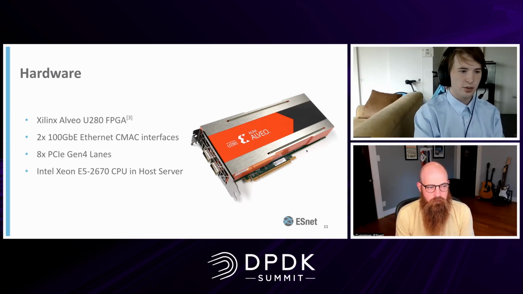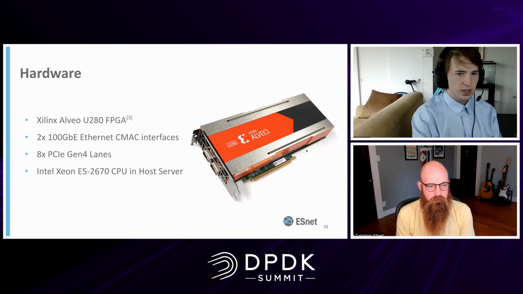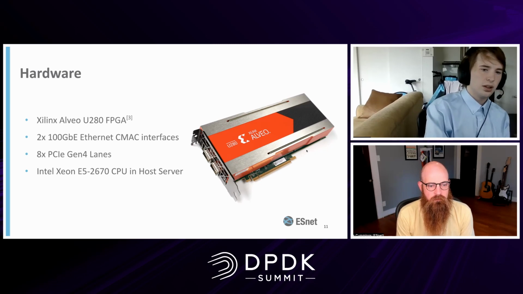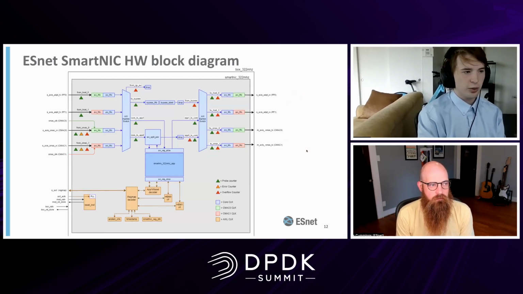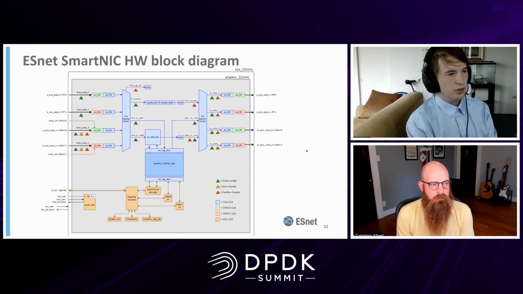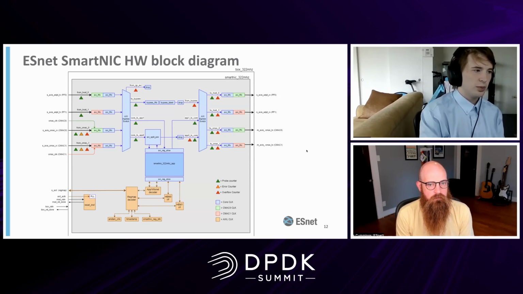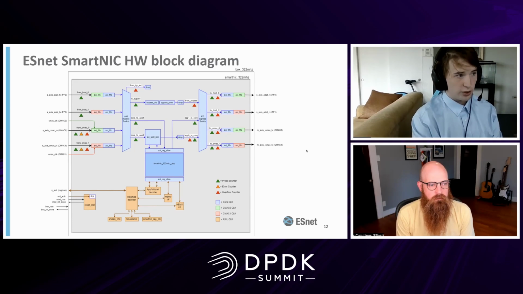Another thing corresponding with this Xilinx FPGA here: the specific flavor of P4 that we're using via the ESnet SmartNIC framework is VitisNet P4. So we use that, and I'll show a little bit about the ESnet SmartNIC hardware block diagram. So real quick, I'll just explain the ESnet SmartNIC hardware block diagram.